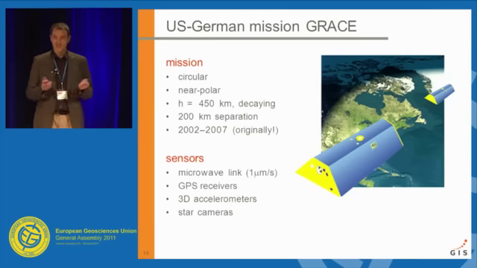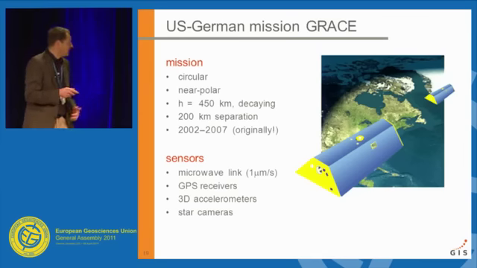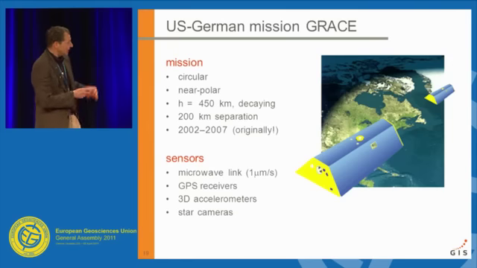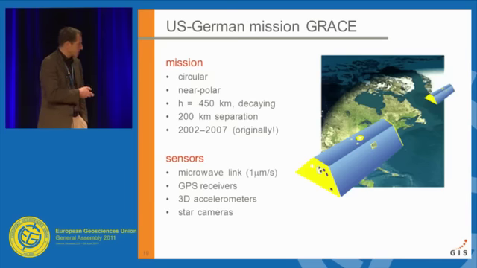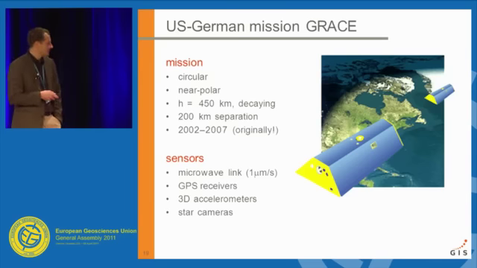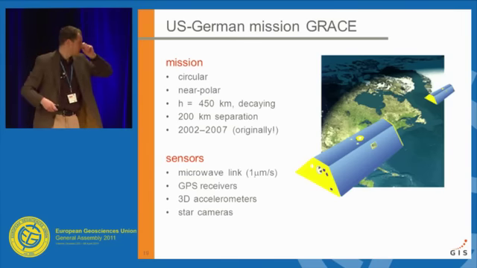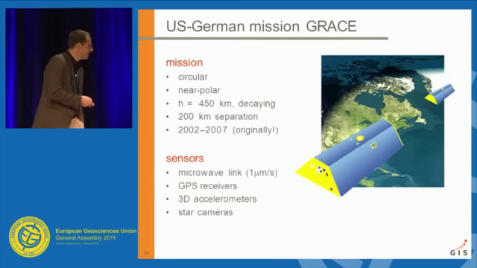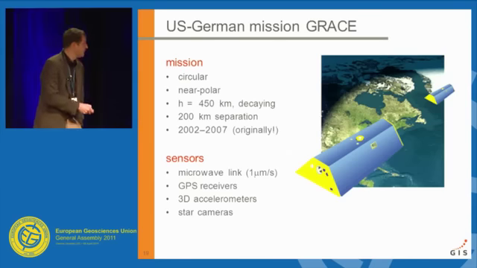And it's still flying, and it's still providing, I would say, good data. There are some outages now sometimes, and the batteries are low, and people are really afraid that tomorrow could be the last day, but still it's flying and producing science. It has a microwave link, K-band ranging. The range rate is determined to approximately 1 micrometer per second. Additionally, it has GPS receivers, so you can also do this non-differential orbit tracking, through the accelerometers on board and star cameras for attitude determination.